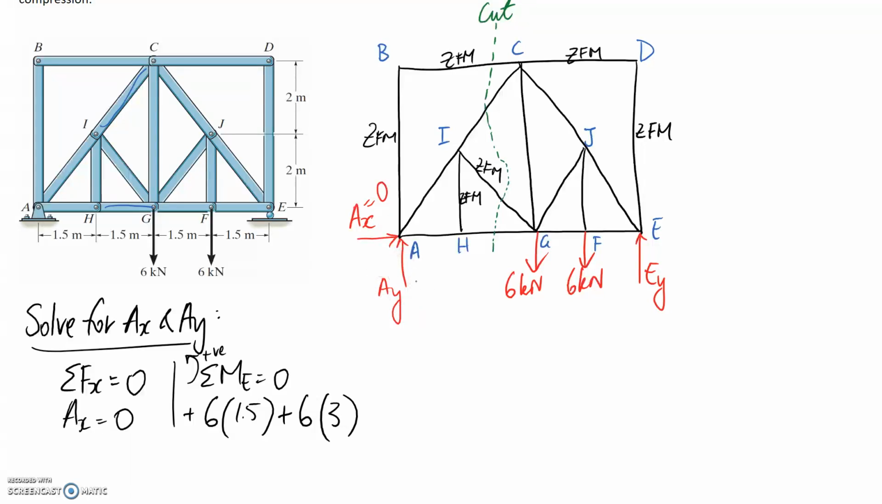Alright, so I'm going to have also AY creating a moment. It's acting at a distance in here of 6 meters, the total length. And this one's going to try and rotate this thing clockwise, so it's going to go in as negative. Alright, so that's all we've got for our equation. And we can solve for AY. It comes out to be 4.5 kilonewtons. So we can mark that on the diagram.